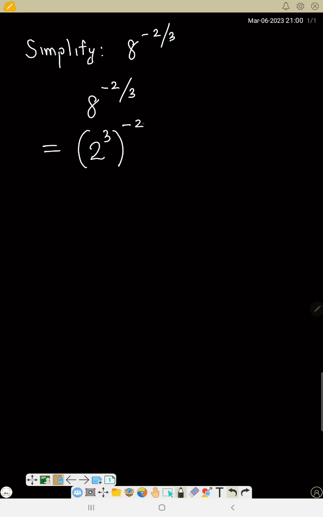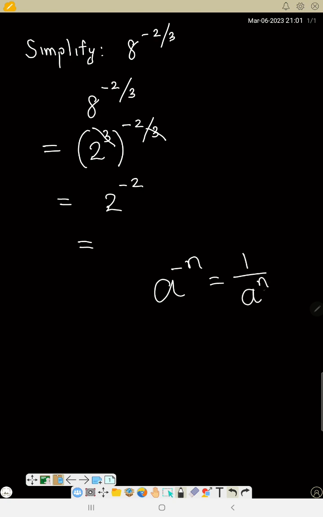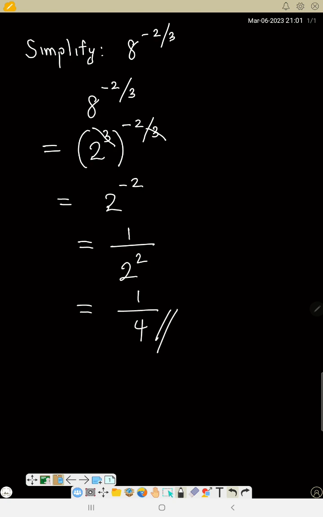So everything raised to power minus 2 over 3. So now these 3 will cancel out. So this will be 2 raised to power minus 2. So now what is 2 raised to power minus 2? Based on the law of indices, a raised to power minus n is 1 over a raised to power n, as in generally. So 2 raised to power minus 2 is the same thing as 1 over 2 raised to power 2. That is 1 over 4. Answer.